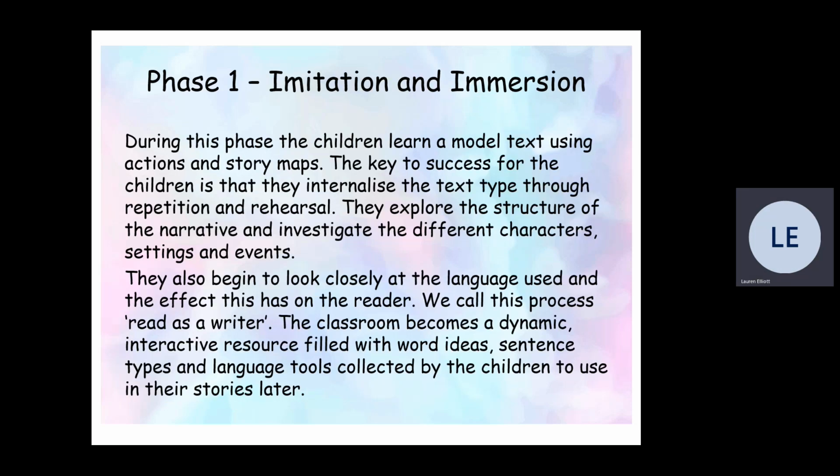This is the first stage, so imitation and immersion. During this phase, the children learn a model text using actions and story maps. The key to success for children is that they internalise the text type through repetition and rehearsal. They explore the structure of the narrative and investigate the different characters, settings, and events. They also begin to look closely at the language used and the effect that this has on the reader. We call this process read as a writer. The classroom becomes a dynamic, interactive resource filled with words, ideas, sentence types, and language tools collected by the children to then use in their stories later.